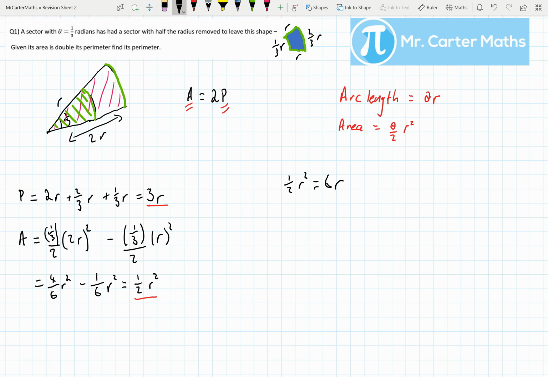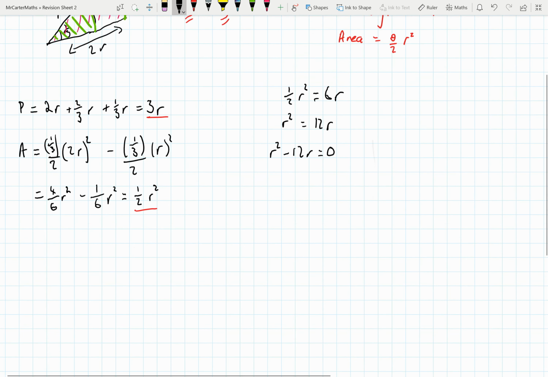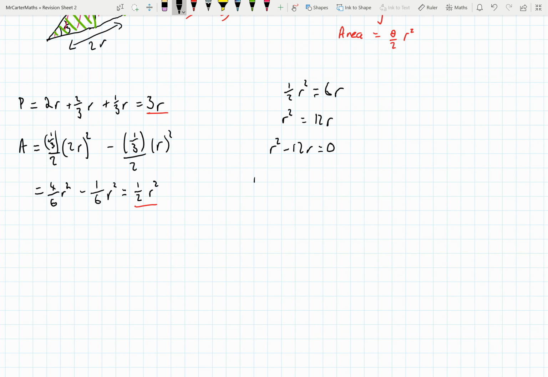So I want to solve this. I'm going to times both sides by 2 to get r squared equals 12r. If I subtract, it's going to give me a quadratic: r squared minus 12r equals 0. Well, I can factorise an r out of this. It's a nice easy quadratic to solve.